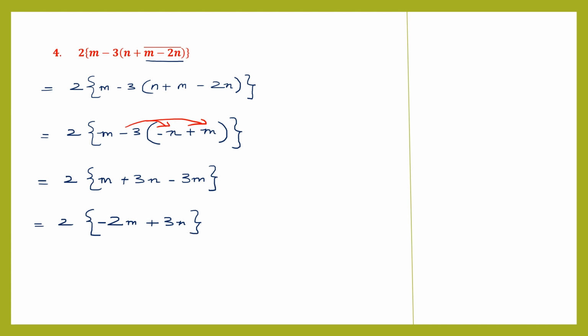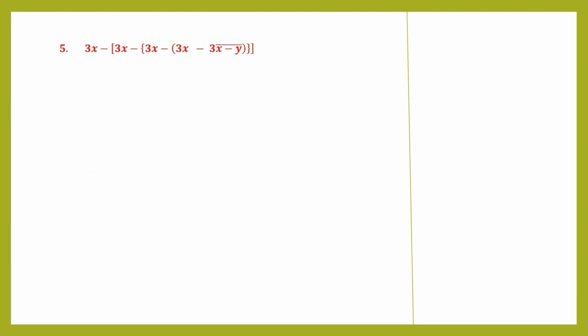So now the multiplication becomes easier. So multiply 2 into minus 2m. So 2 2s are 4. The sign is minus 4m. Then multiply 2 into plus 3n. The sign is plus, 2 3s are 6, 6n. So this is our answer, minus 4m plus 6n.